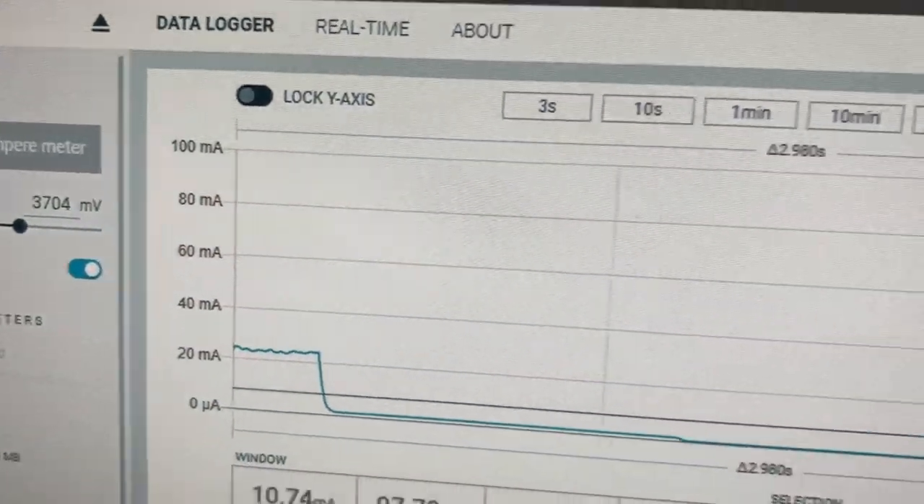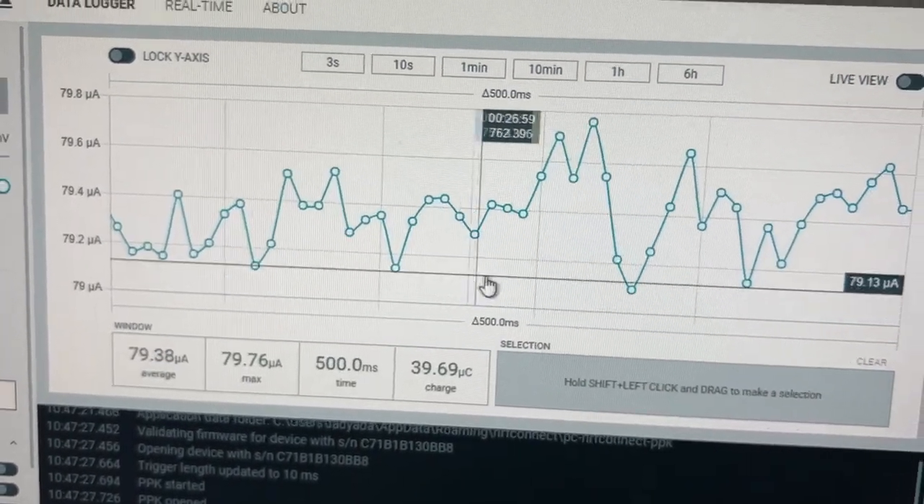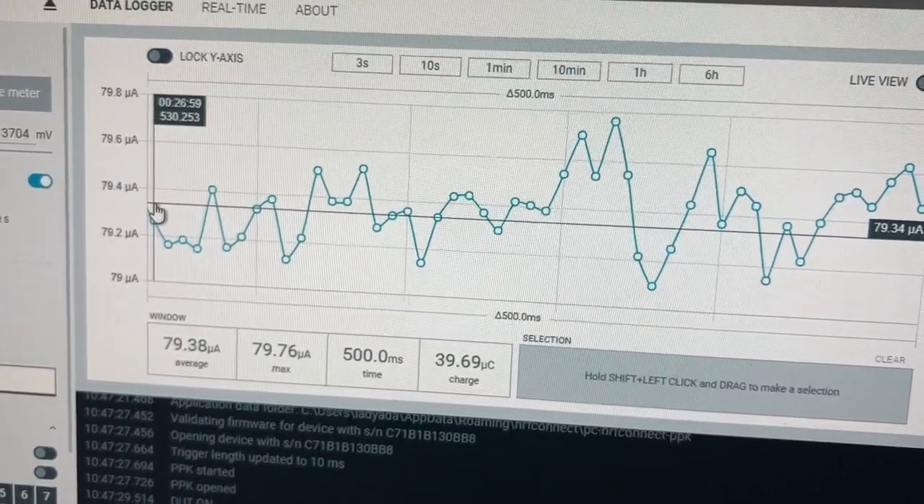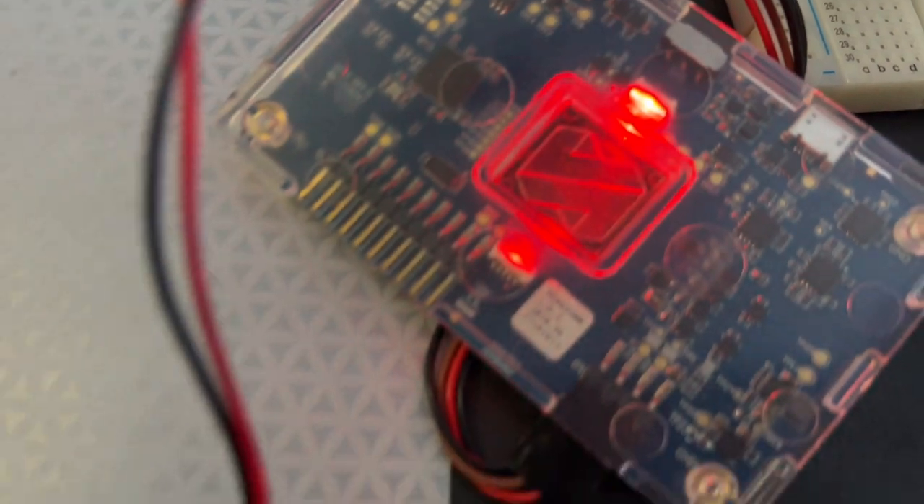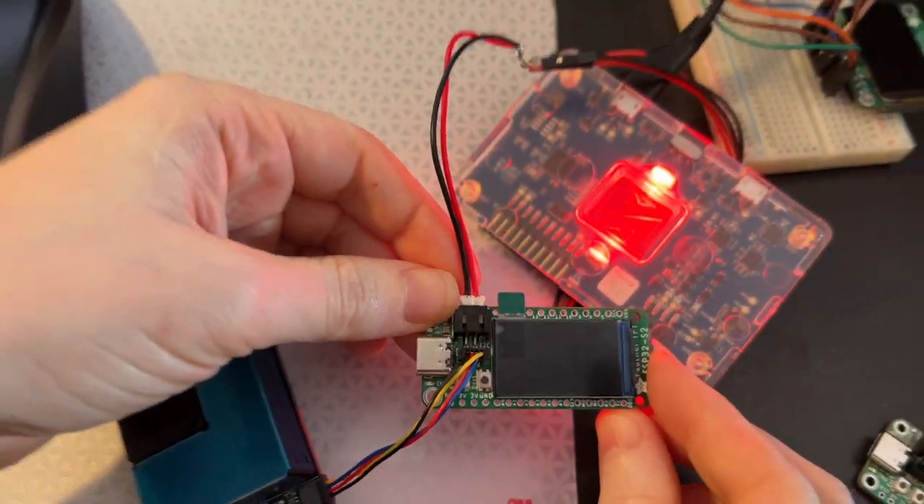And then deep sleep mode, let's zoom all the way in, is about 80 micro amps, which is as low as you're gonna get. That actually is the lowest power deep sleep mode that you can get on the ESP32-S2. So this is ready to order. It'll be in the store soon.